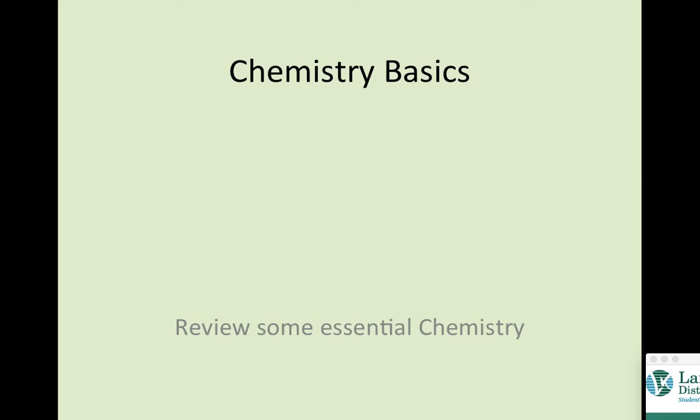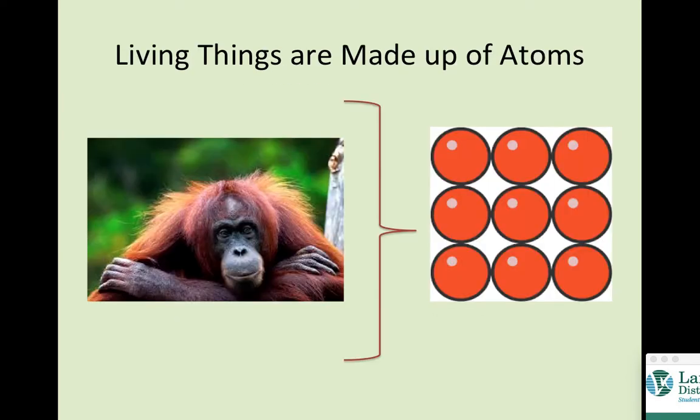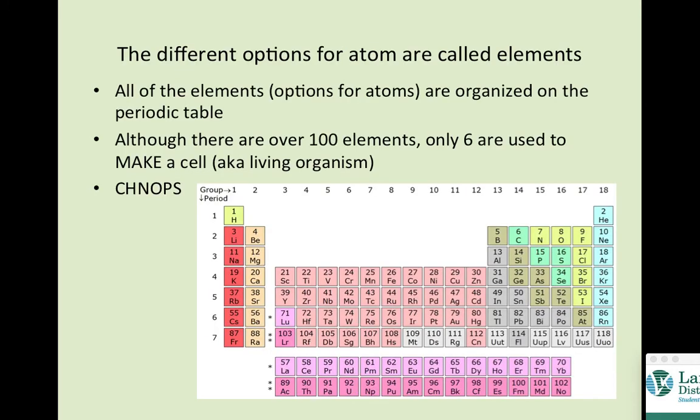So these are the chemistry basics, just some review of some essential chemistry. All living things, like you, are made up of all of these little tiny atoms. So when you look at the body of this orangutan, its forehead, its eyeballs, its fur, all of its organs inside, if you really got close enough, you'd see they make up all these different types of little tiny balls, which more correctly, as a chemist, we would call atoms. Everything, all living things, are made up of these atoms.